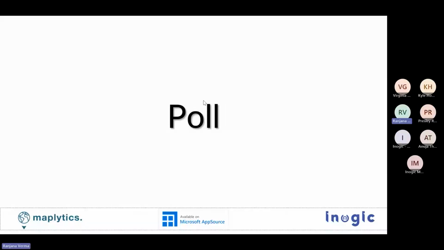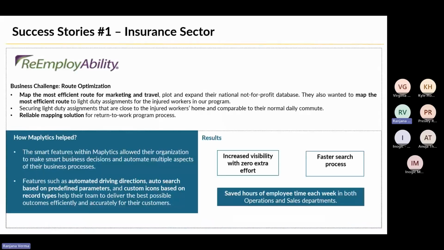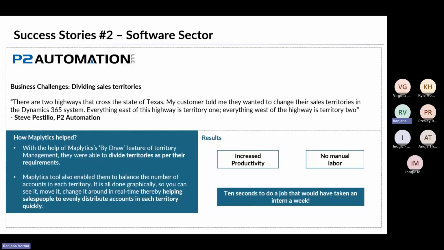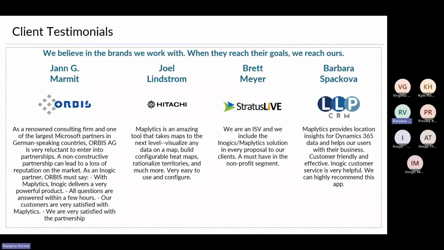That brings us to the last part. I think we have done the Q&A. That is a few of our clients. Reemployability has been with us since the inception. They are one of our valued clients. P2 Automation, again, is one of our partners who are working day in and day out with us. And here are some of our clients. If you want to read about them in detail, we have them on the website.